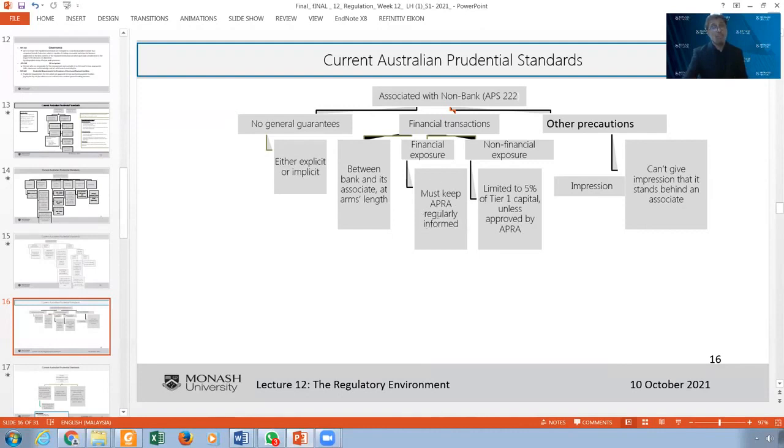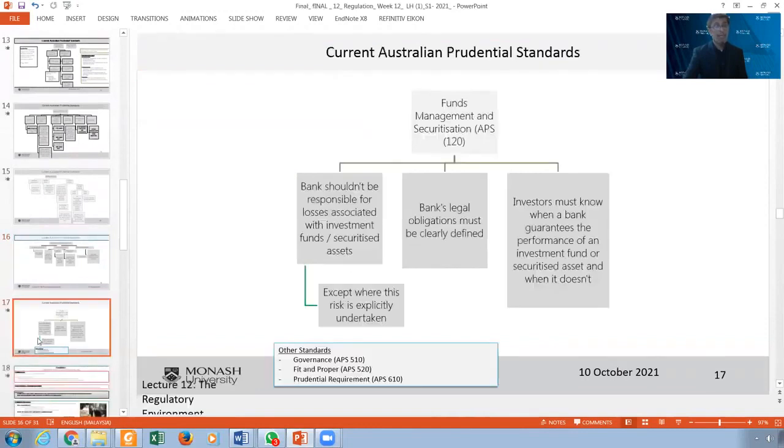For the financial exposure, you must keep EBRA, the regulator, informed if you have any financial exposure with your associates. And the exposure has to be limited to 5% of your Tier 1 capital. Now, you always have to eliminate the impression that this associate belongs to the bank. It doesn't belong to the bank.